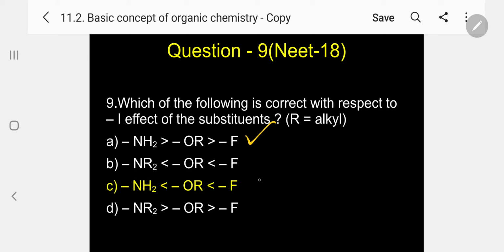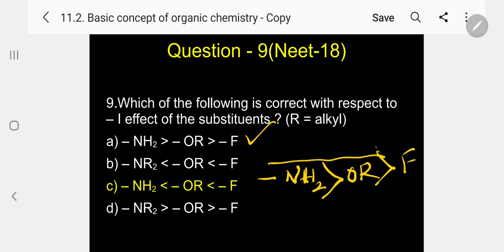So let me arrange the order. Because in part 1, I have given the groups, electron releasing groups and attracting groups, I have given the order. So here I will write the order of releasing groups. NH2 is more electron releasing than OR, which is more electron releasing than F. Kindly follow. This is the decreasing order of electron releasing group. Releasing group means plus I.